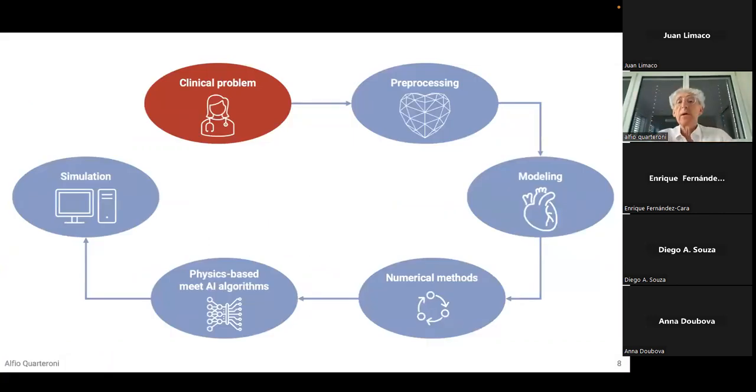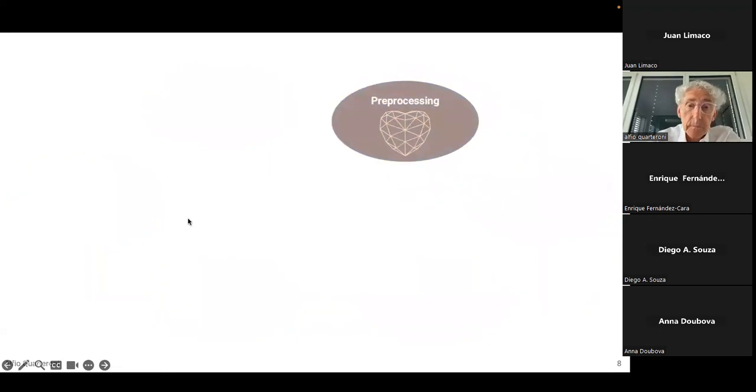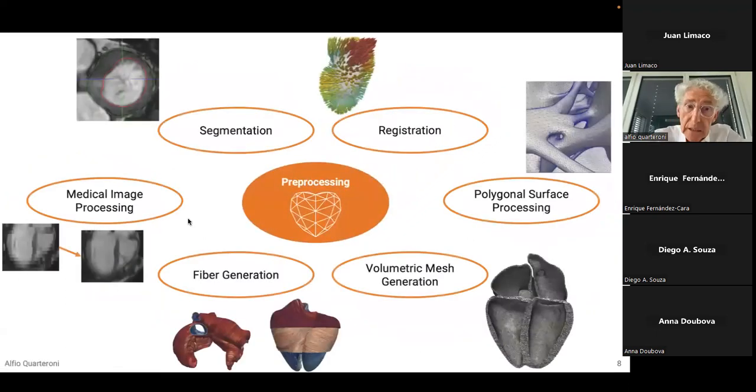What are we going to do? Well, we start from a clinical problem. We see a few examples of clinical problems. We go through the pre-processing, where we pre-process the data, the images. Then we create the mathematical model. We solve it numerically. We use techniques that are also borrowed from artificial intelligence, in particular machine learning, to simulate the real behavior of the heart. So let me start from the pre-processing.